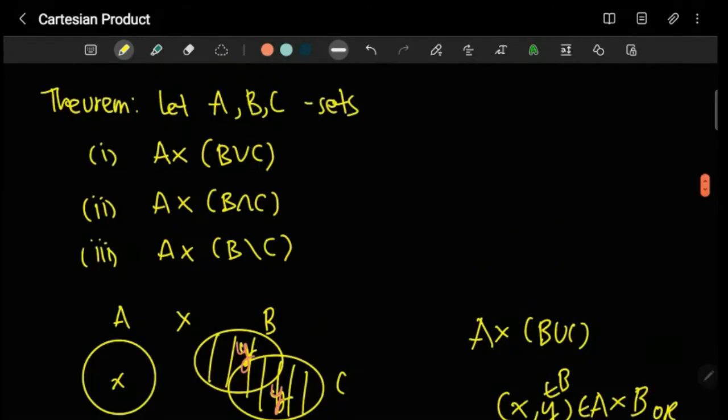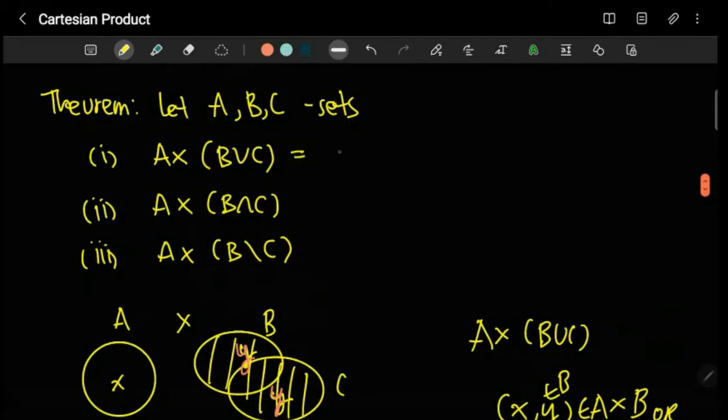So we state that as follows: A cross B union A cross C. So this is very similar to the process of distributing the Cartesian product. Para ka lang nag-distribute.